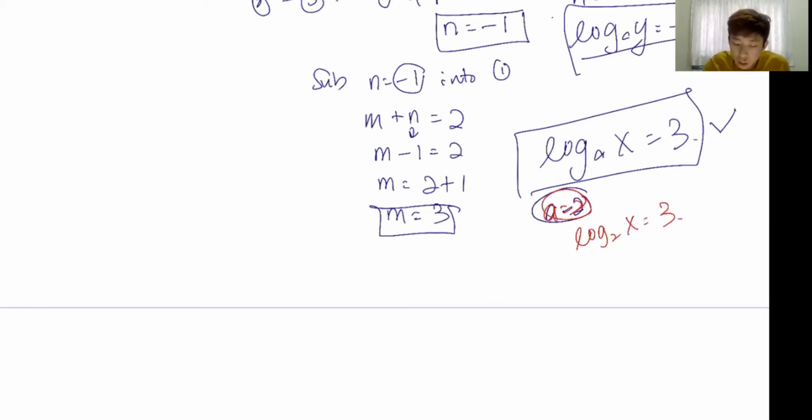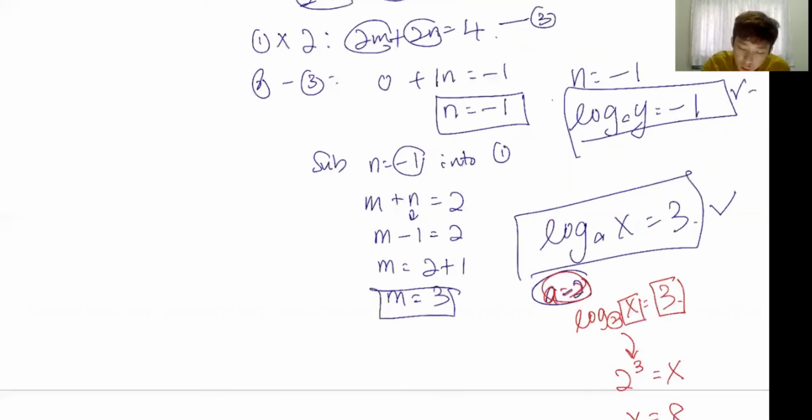Basically, what this means is 2 to the power of 3 will give me x. You understand? I told you to think of it. 2 to the power of this thing will give me x. Or in other words, you just basically change it back to index form. So how do you change it back to index form? Remember I told you 2 is the base. The answer is always the power. So you have power here equals to x. So you have found x is equals to 2 power 3 is equals to 8.